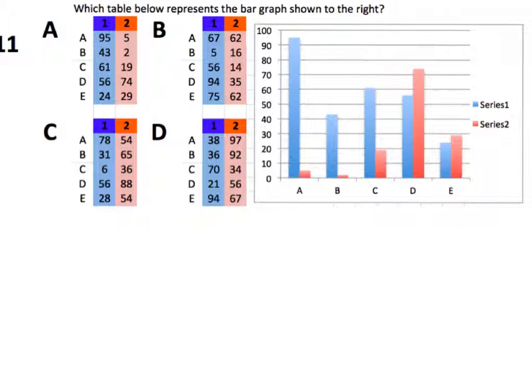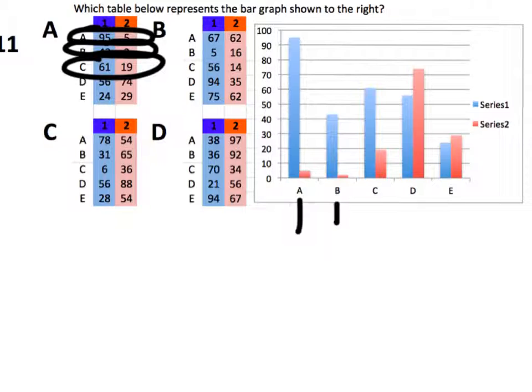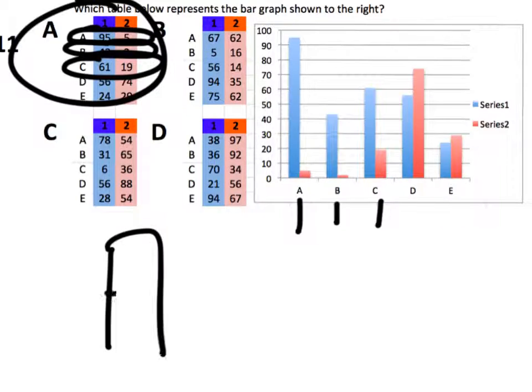So let's start there. 95 and 5. Could A here in this chart be 95 and 5? Yeah, so let's double check it with B. 43 and 2. That looks like it could work out. 61 and 19. Yes. So I believe we have the right answer on the very first choice. It is A.